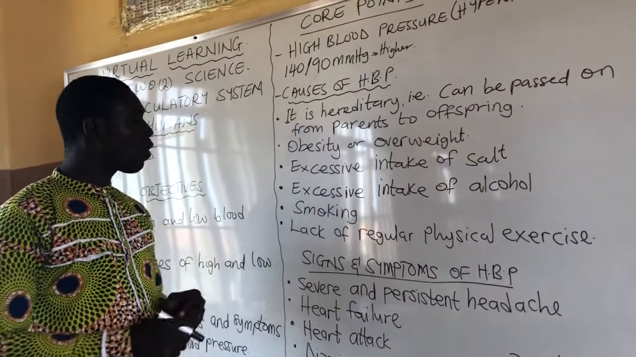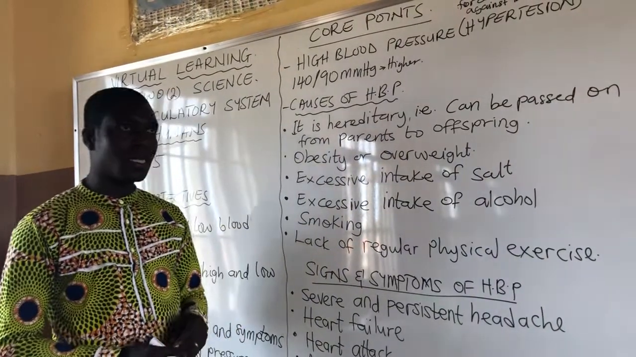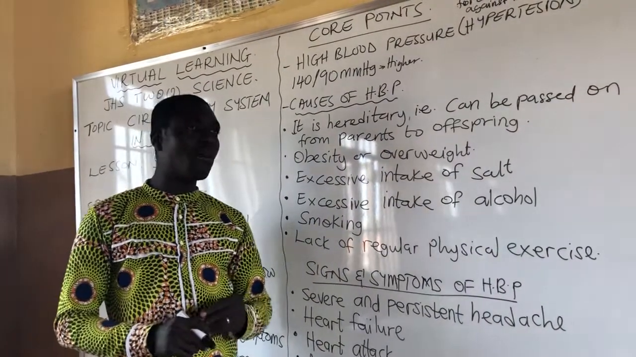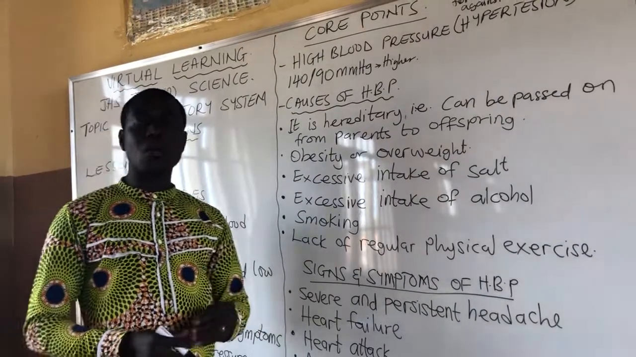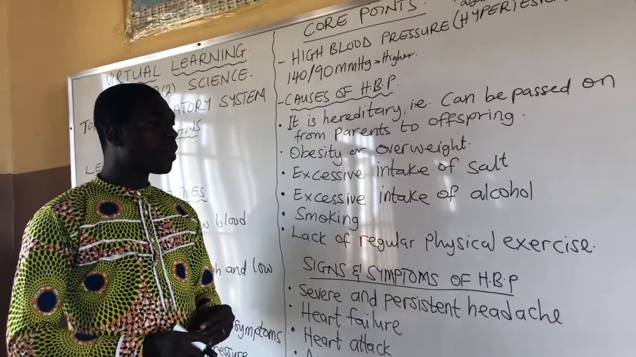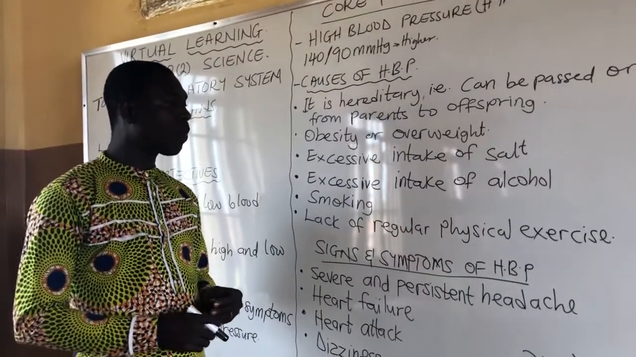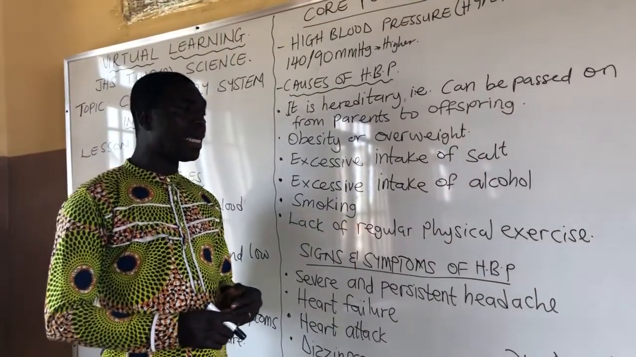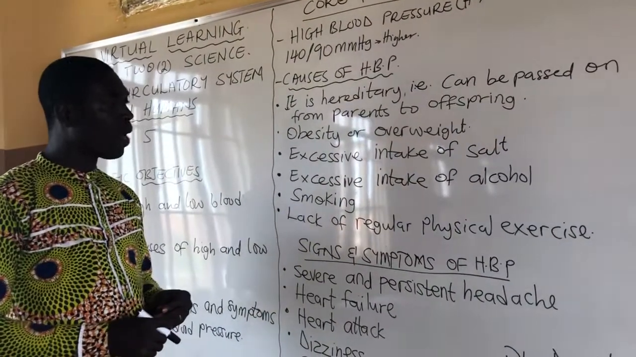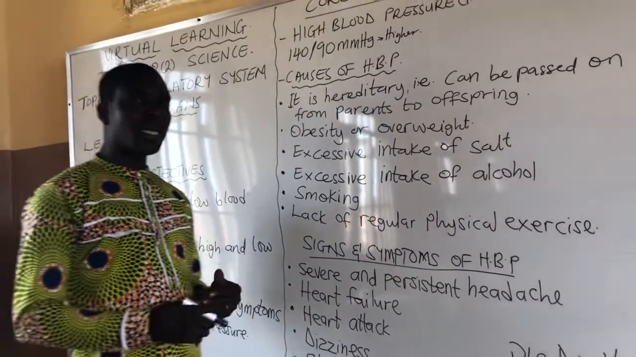Now, another cause of high blood pressure is lack of regular physical exercise. When you don't exercise the body, the blood cannot flow easily, and therefore it causes what we call high blood pressure. So lack of regular physical exercise is one of the factors that causes high blood pressure. I hope you are taking notes.